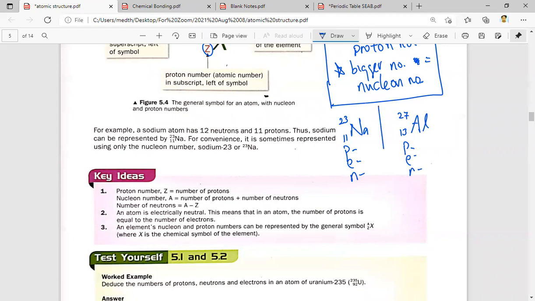Okay, let's go through sodium. Sodium, the bottom number here is 11, so the number of protons is 11. Because this is an atom, I'm looking at the atom itself, so we know that it's electrically neutral. So protons equal electrons. The number of neutrons is the bigger number minus the smaller number, so we're going to get 12. Same thing for aluminium: protons is 13, electrons is 13, neutrons would be 14.